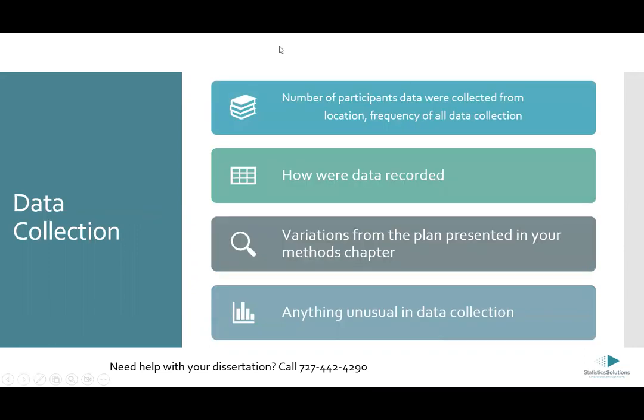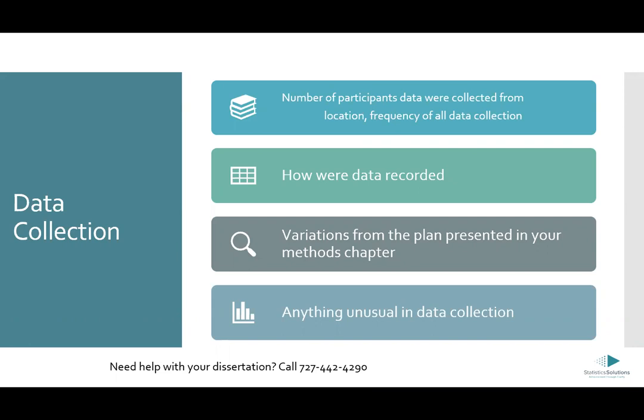Next, you're going to talk about the data collection. So here you want to describe the amount of data that you've collected. So first you'll talk about the number of participants you've collected from. So how many people did you conduct a qualitative interview with? How many people were included in your focus groups? If you did a document analysis, how many documents did you analyze? You'll also want to include the frequency and the duration of your data collection events.